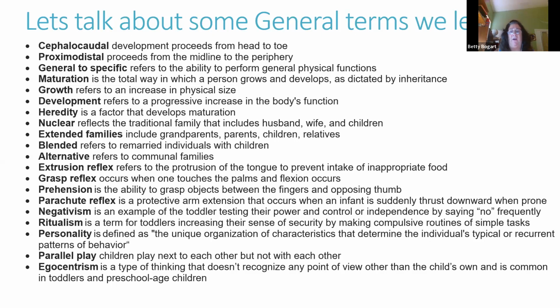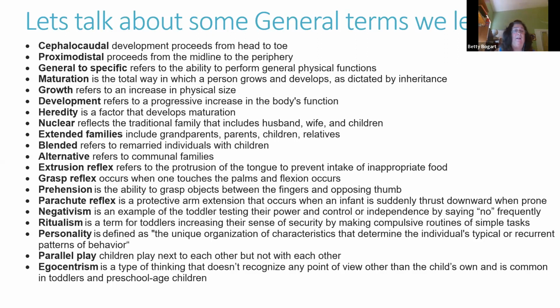Personality is the characteristics that determine the individual's typical or recurrent patterns of behavior. You're going to have children that are happy all the time, and children that just don't respond much, and some that are in between. That's all personality. And of course, it does depend on environments.